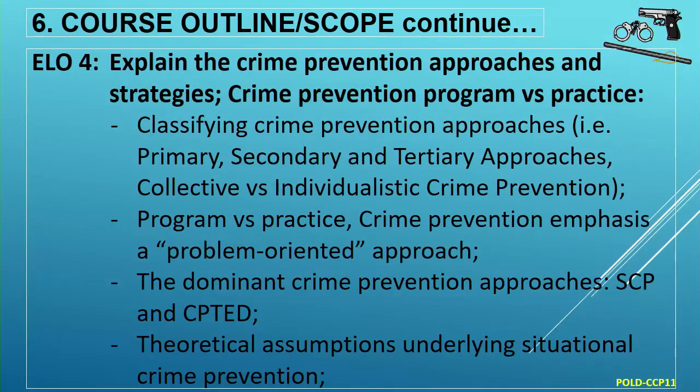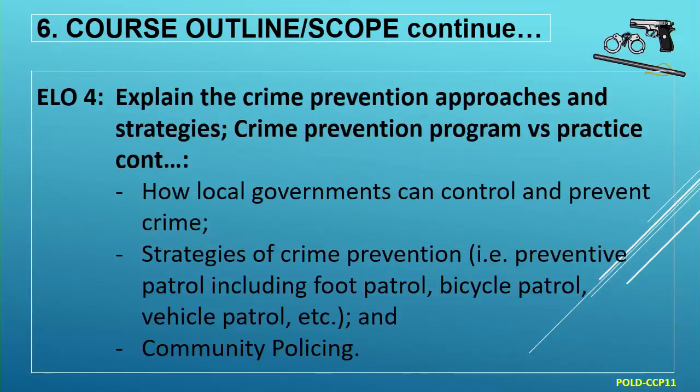Number 4, explain the crime prevention approaches and strategies, crime prevention programs versus practice. It is classifying crime prevention approaches, for example, primary, secondary, and tertiary approaches, collective versus individualistic crime prevention, program versus practice. Emphasis is on the problem-oriented approach. The dominant crime prevention approaches, theoretical assumptions and underlying situational crime prevention. How local governments can control and prevent.